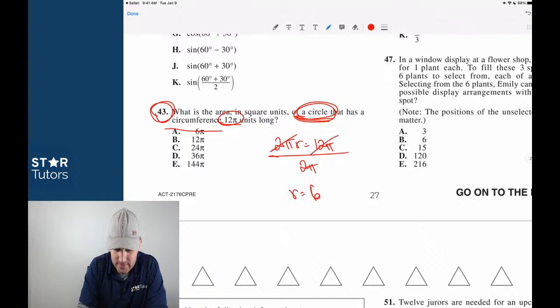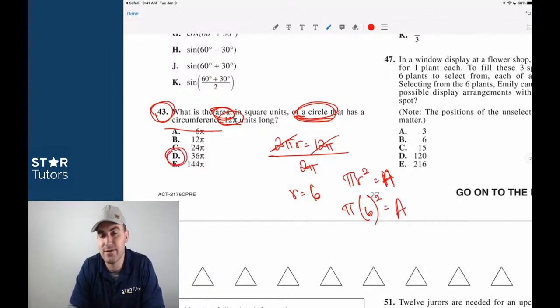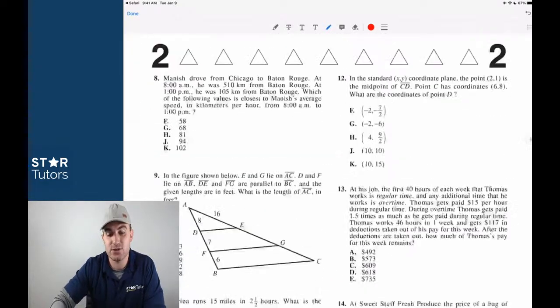Now we're looking for the area. What is the area in square units? So we say pi r squared, the area of a circle. And we go pi times 6 squared is equal to the area. And we know that the answer to that question, number 43, is 36 pi, D. And again, that took us less than 20 seconds to actually answer the question.